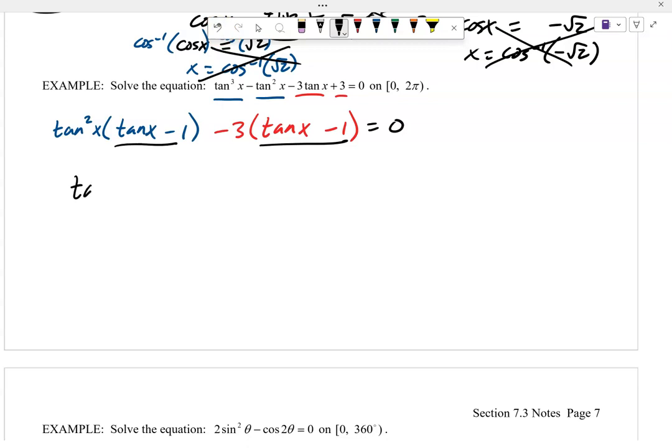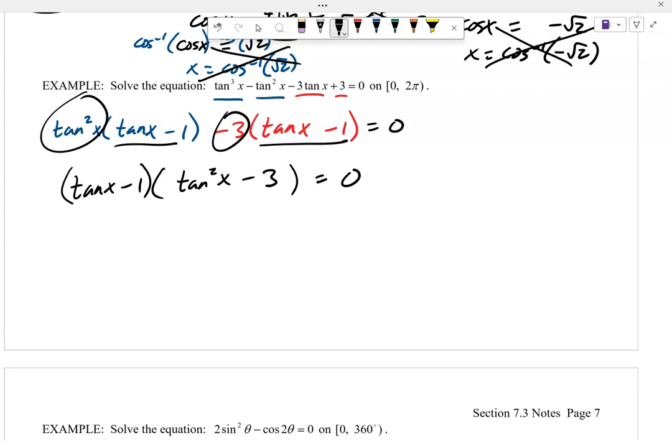So I'm going to take that whole term tangent x minus 1 out, and I'd be left with the tangent squared minus 3. And we just factored this thing by grouping. And notice if we FOILed all of this back, we'd be left with the original function, right? And so at this point, we can go ahead and set each of these equal to 0. So tangent of x minus 1 equals 0. And tangent squared x minus 3 equals 0.